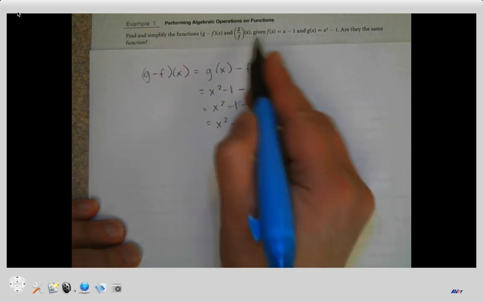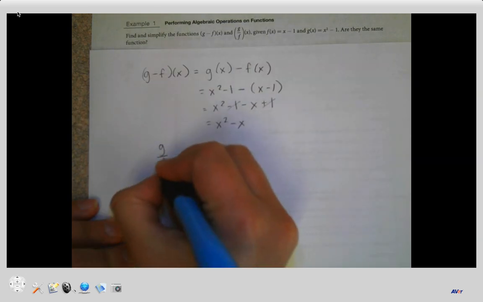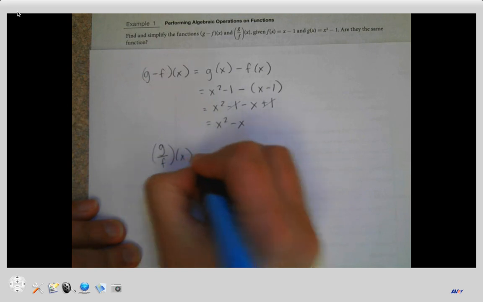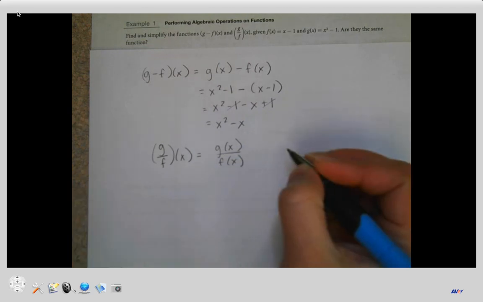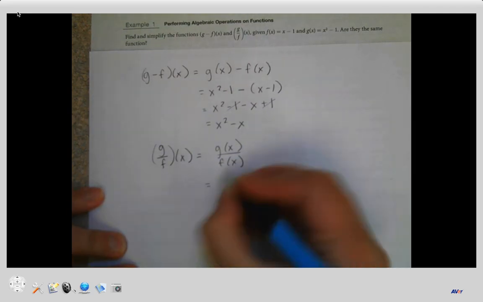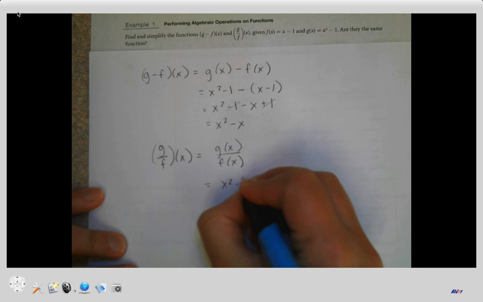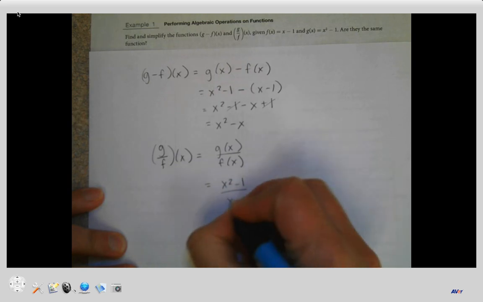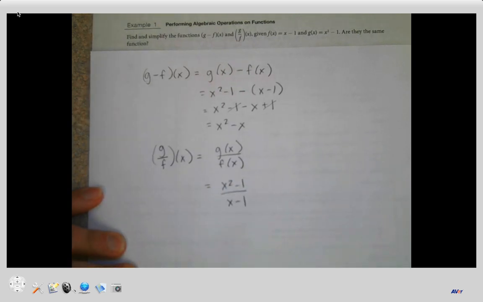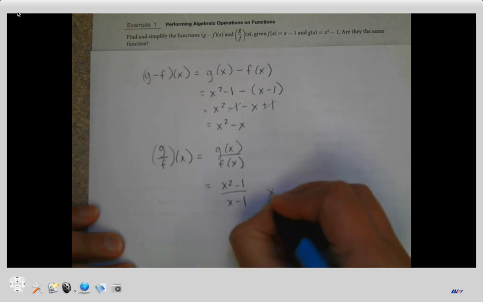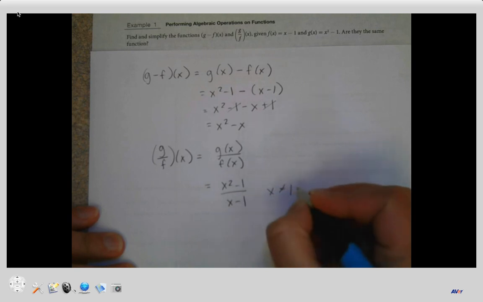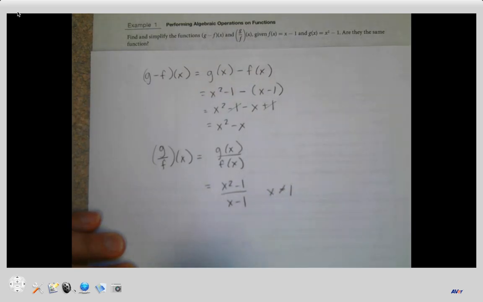Now let's find g divided by f of x. So g of x is on top, and f of x is on the bottom. So g of x is x squared minus 1, and f of x is x minus 1. Do we see anything we have to be careful of? Yes, right? This denominator cannot be 0. So we're going to have to restrict the domain and say x is not equal to 1. As long as x isn't equal to 1, we're good.